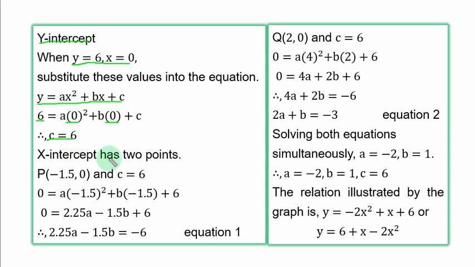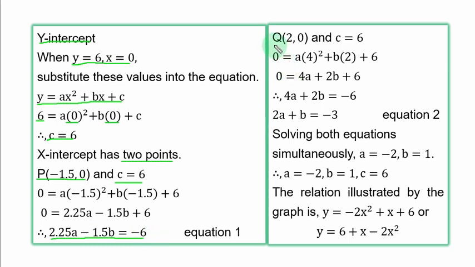The s-intercept has 2 points. The first point is coordinate P. At that point, s is minus 1.5 and y is 0. Already c is equal to 6. We also put these values into the equation. When you simplify, you have 2.25a minus 1.5b equal to minus 6. We call this equation 1.